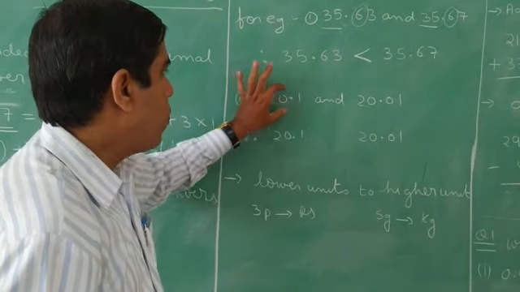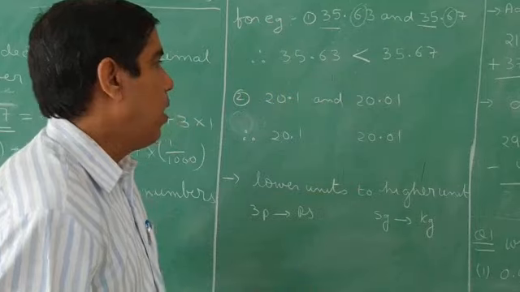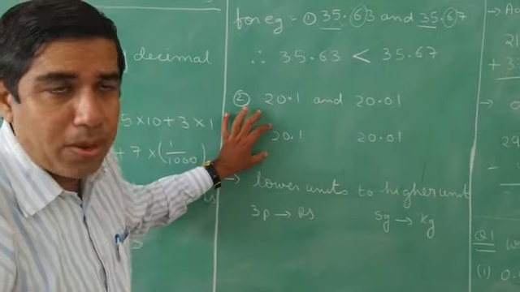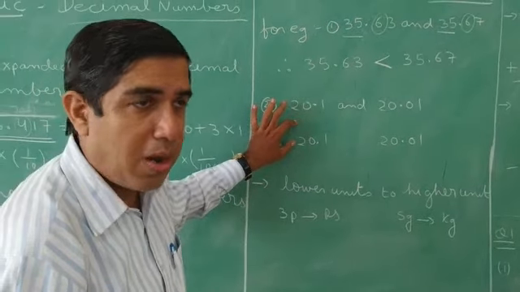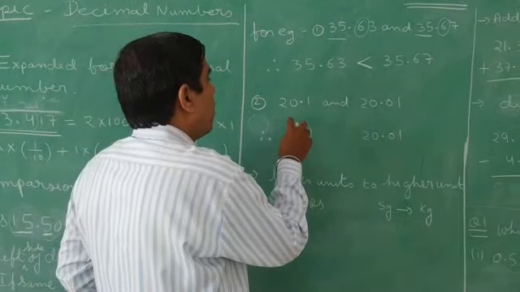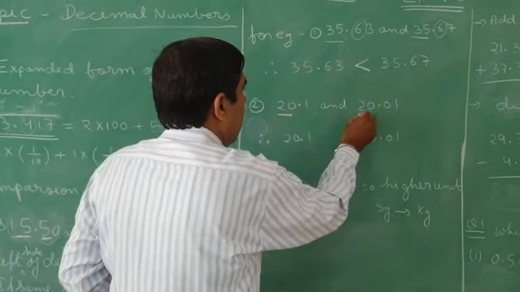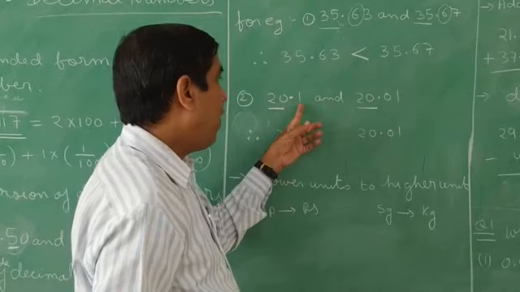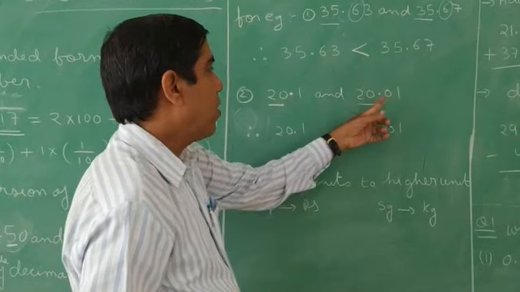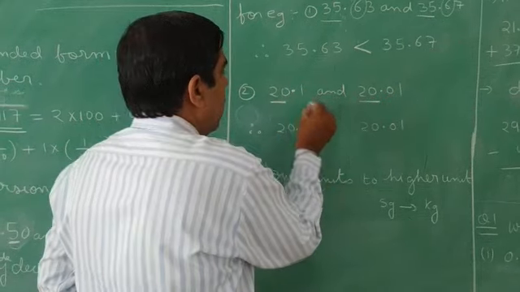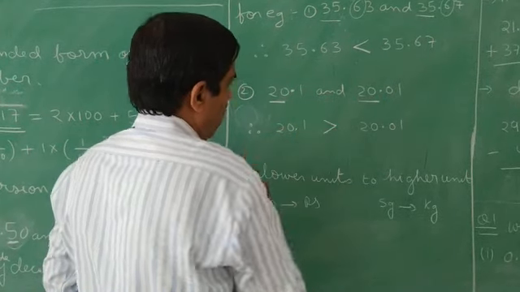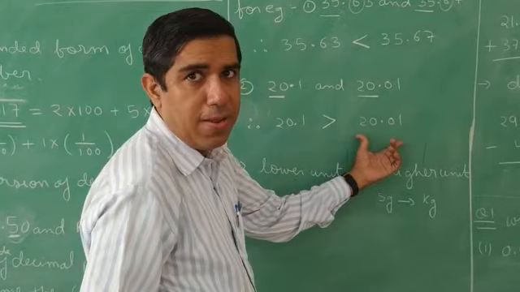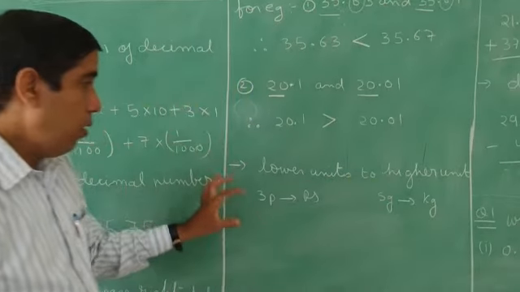Than 35.63. Now the second part, 20.1 and 20.01. Now I want to compare these two decimal numbers. Which is greater? Again, you can see 20, here also 20, both are the same. Now after the decimal, here it is 1, here it comes 0. So directly we will write like this: 20.1 is greater than 20.01.